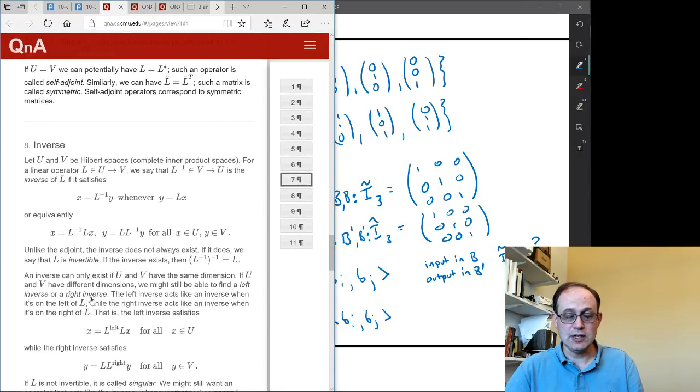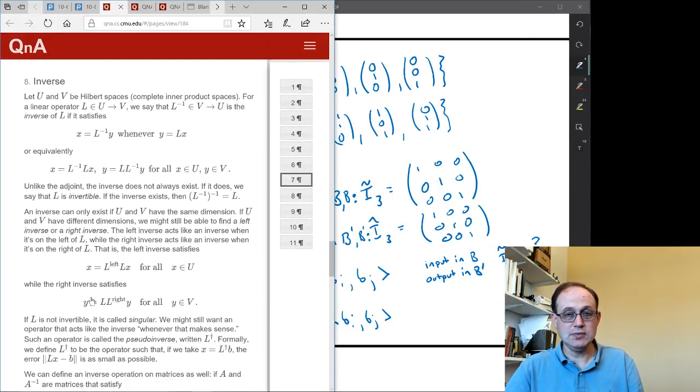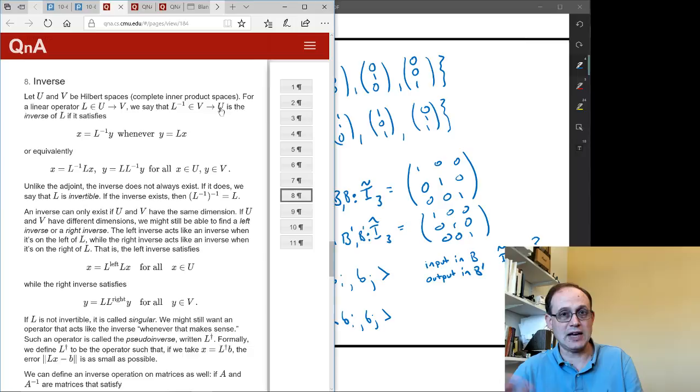All right, so we can define an inverse both for matrices and for linear operators. So let's start with a linear operator that maps u to v. L inverse also maps v to u, just like the adjoint. The inverse and the adjoint are distinct, but they have the same input and output vector spaces. L inverse is the inverse of L if it satisfies that for any two vectors x and y, if x is equal to L inverse of y, then y is equal to L of x, and vice versa.